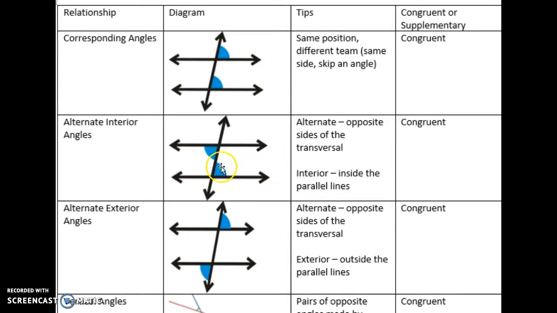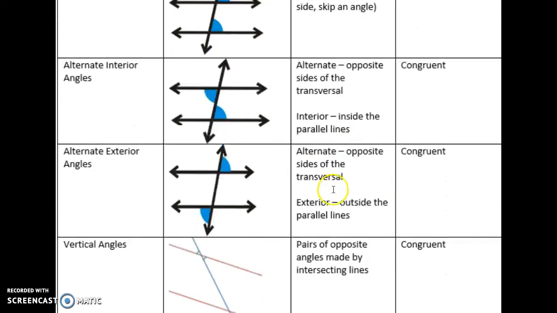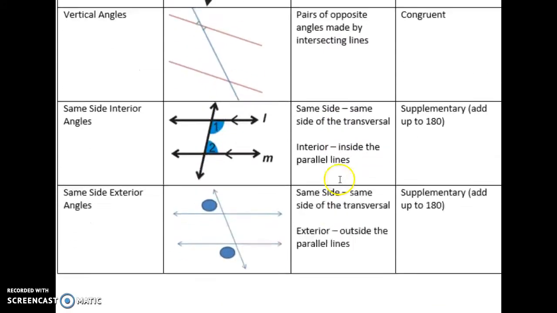All right, then we have alternate interior, represented by these blue angles. Alternate means opposite side of the transversal, and interior means inside the parallel lines. Those are also congruent. Then we have alternate exterior angles. Again, alternate means opposite side of the transversal, and exterior means outside of the parallel lines. And those are congruent.